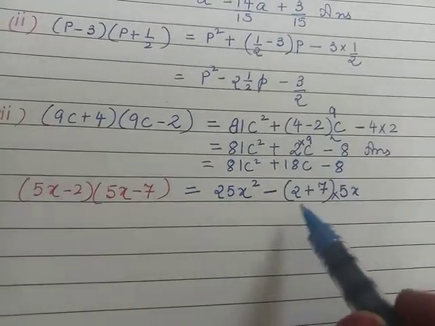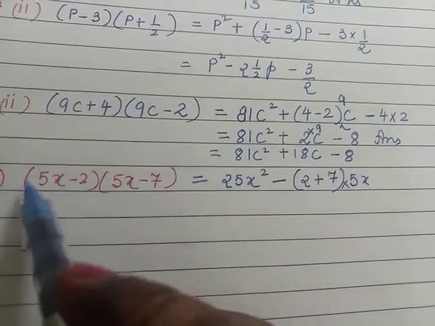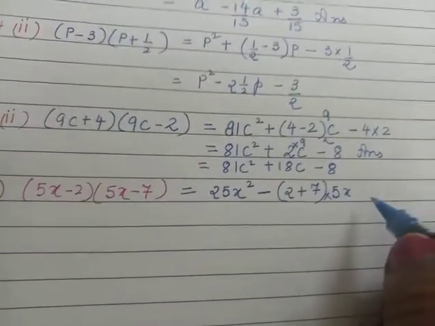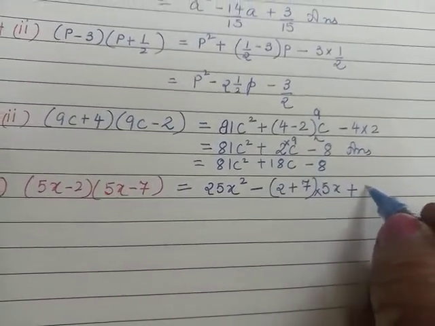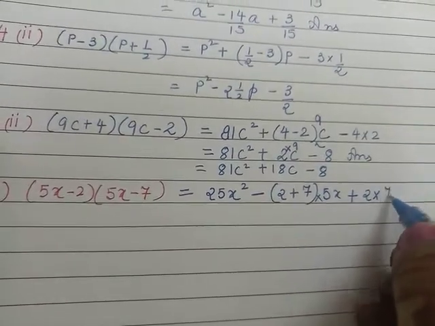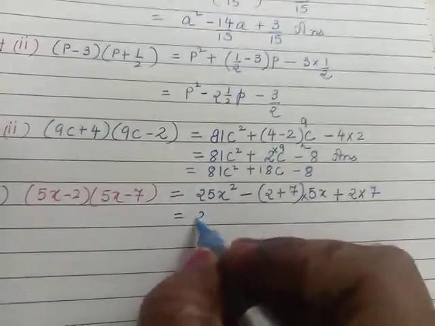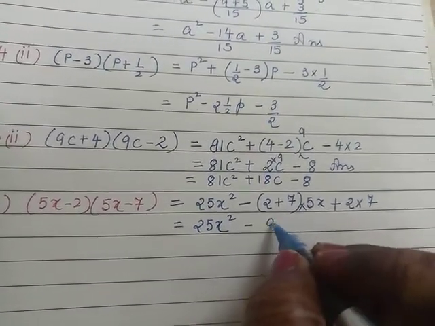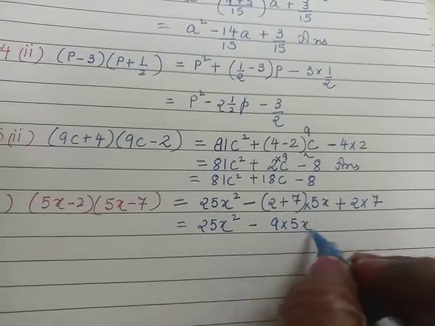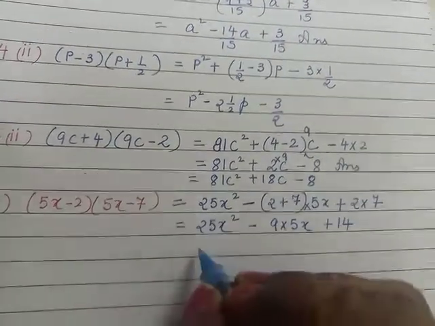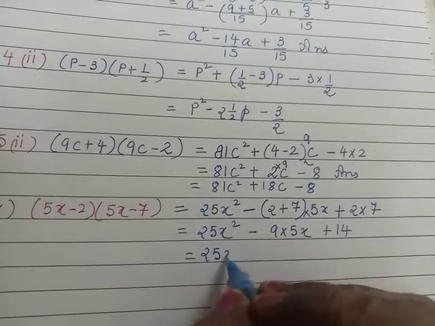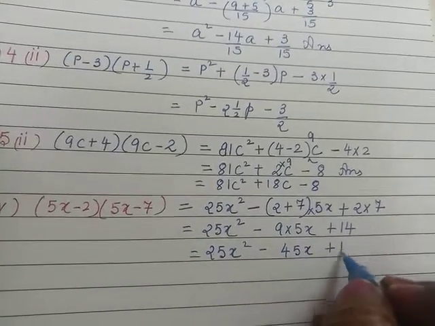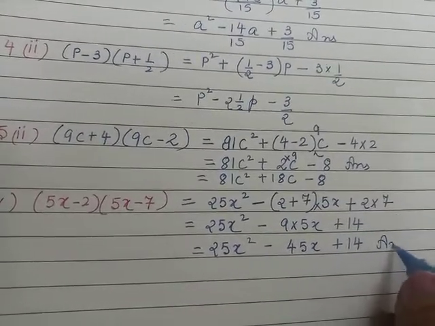So remember 2 plus 7 into 5x. Whatever the first term is, we write that first term here. And the last term, as both are negative, is going to be plus. That becomes 2 into 7. So we get 25x square minus 9 into 5x plus 14. So that becomes 25x square minus 45x plus 14. This is the answer line.